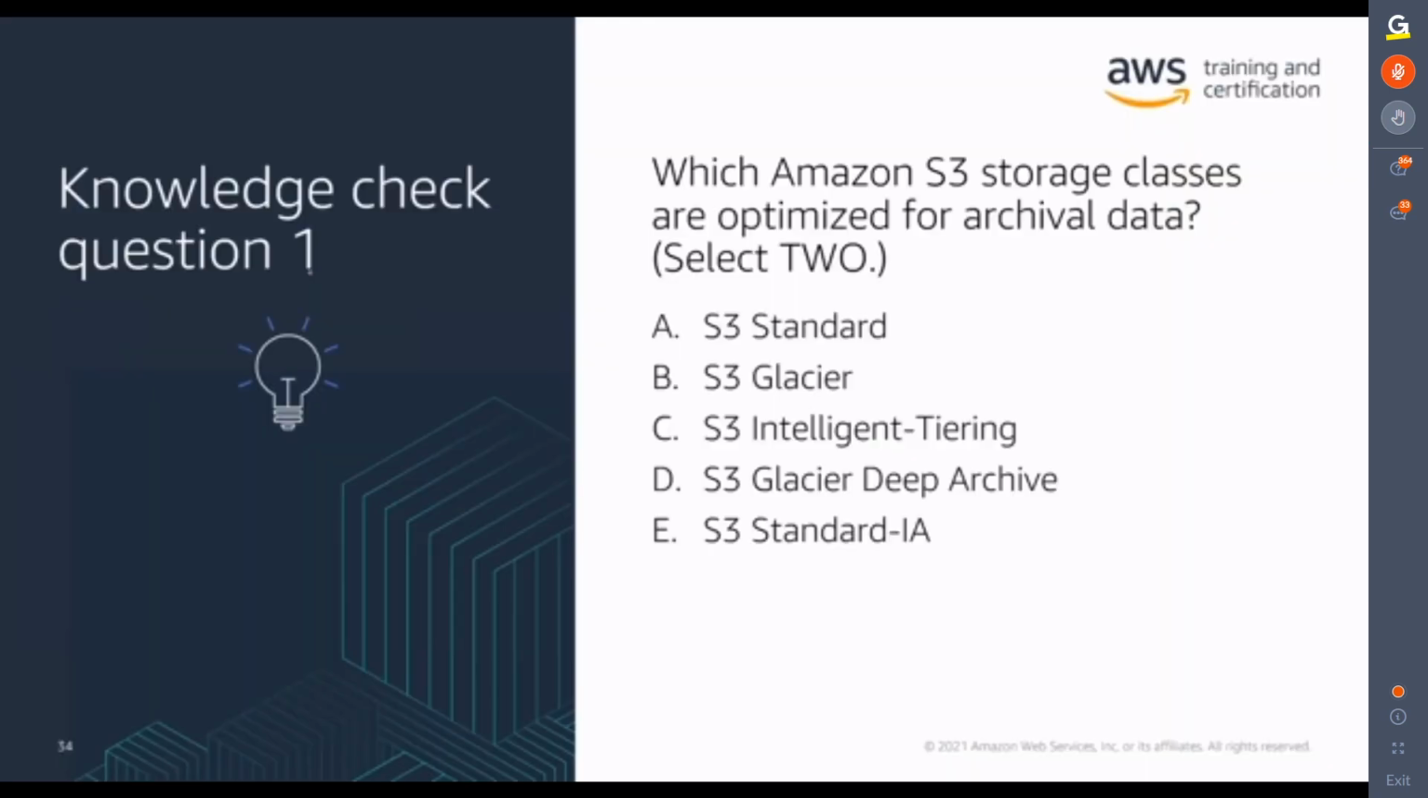All right, let's do our knowledge check. Which Amazon S3 storage classes are optimized for archival or backup data? Two correct answers here. Yeah, good job. I like what I'm seeing there. The answers that are coming in, I'm seeing a lot of Glacier, right? Glacier is really designed for backup data or archive data. So both those Glacier answers are good. B and D, well done.